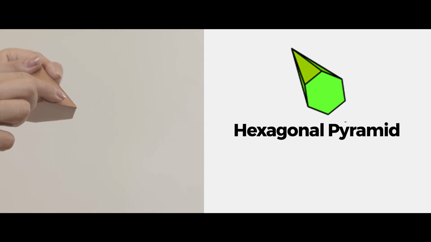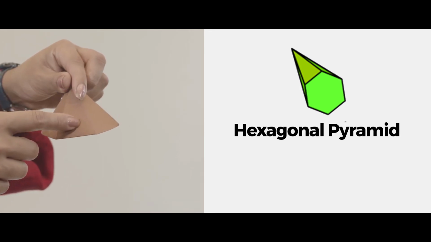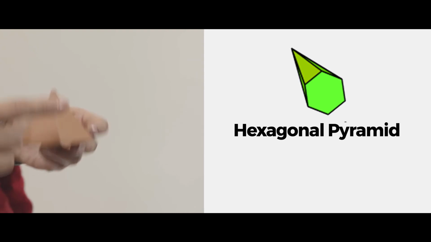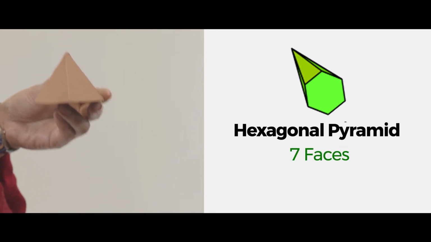Now let us count the faces. 1, 2, 3, 4, 5, 6, and 7. A hexagonal pyramid has 7 faces.